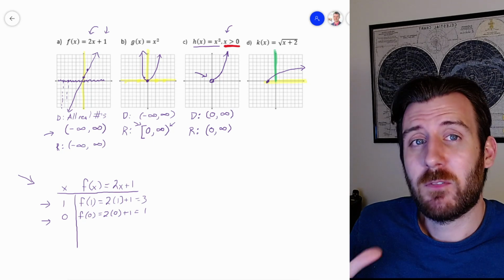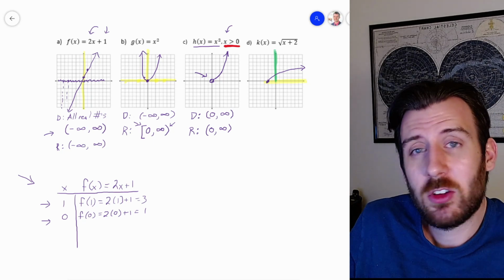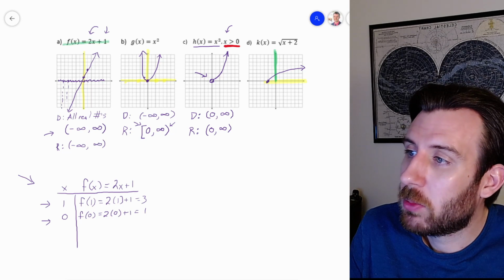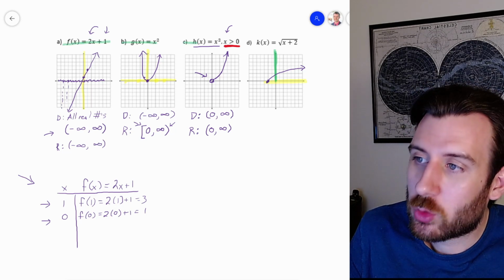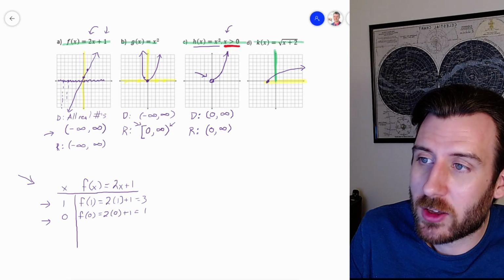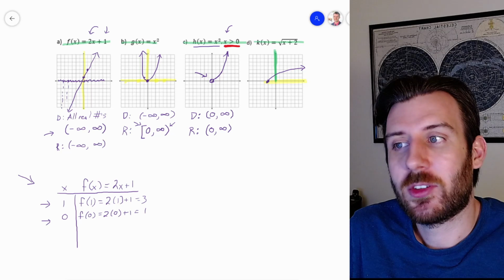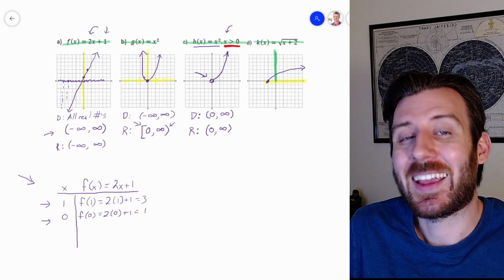Graphs, after all, are functions made whole and visual, so we can now see that these structures right here of 2x plus 1, x squared with conditions, and the square root of x plus 2 have some places where we can plug numbers in, and sometimes where we won't get answers out.